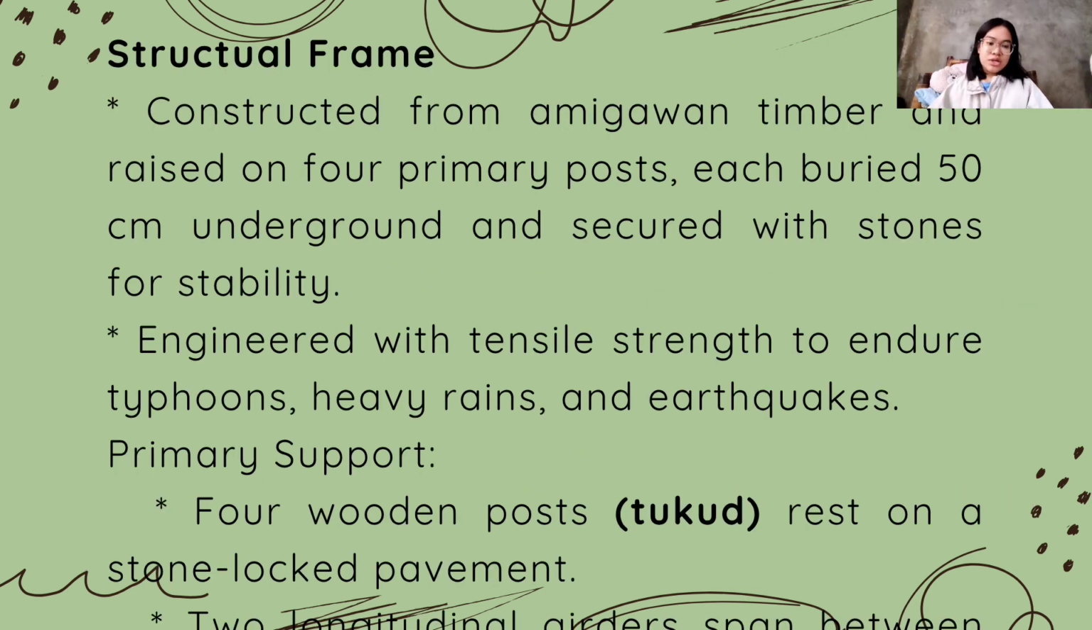So its structural frame is constructed from amugawan timber and raised on four primary posts, each buried 50 centimeters underground and secured with stones for stability. It is engineered with tensile strength to endure typhoons, heavy rains, and earthquakes. Its primary support is its four wooden posts, called tukod, which rest on a stone-blocked pavement.